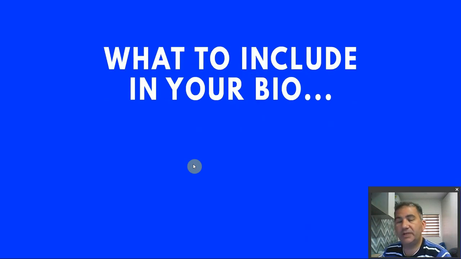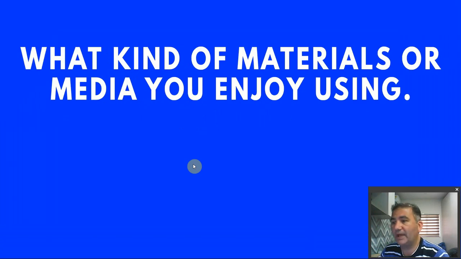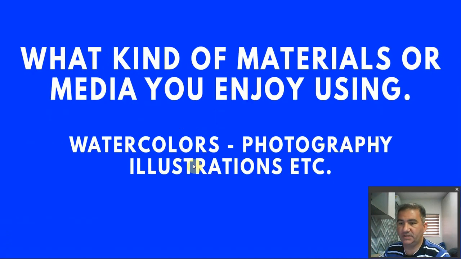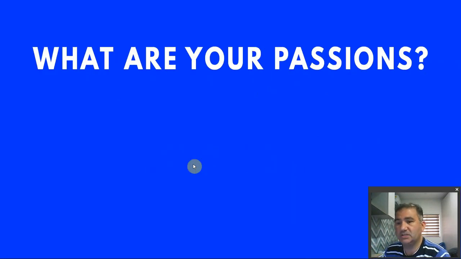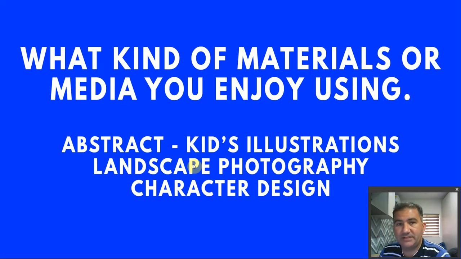So what to include in your bio? Well, what kind of materials or media do you enjoy using? Is it something like watercolors, photography, illustrations, etc.? Any kind of materials or media you enjoy using, you should consider narrowing it down to a couple of them, your top 2 or 3, to insert into your bio. What are your passions? Do you like abstract designs, kids illustrations, landscape photography, character design? I mean, there are so many different types of media and materials that you can enjoy using. Well, you could put those inside your bio as well.